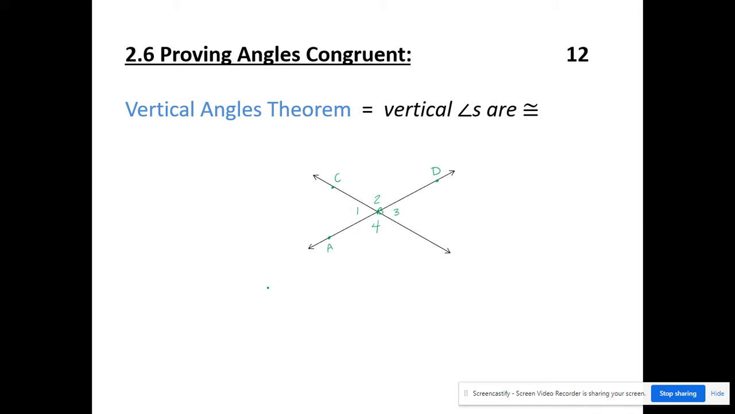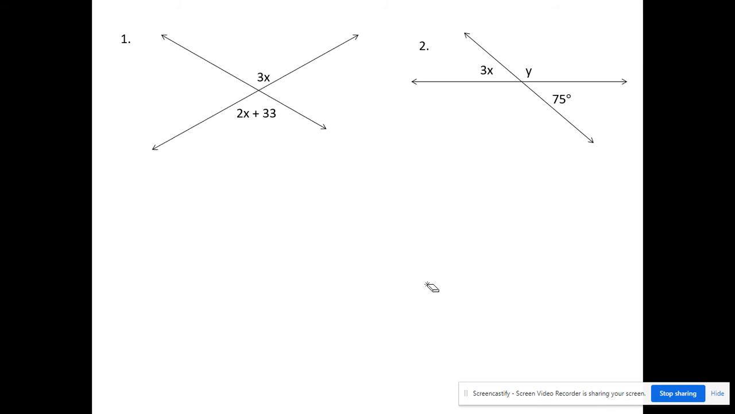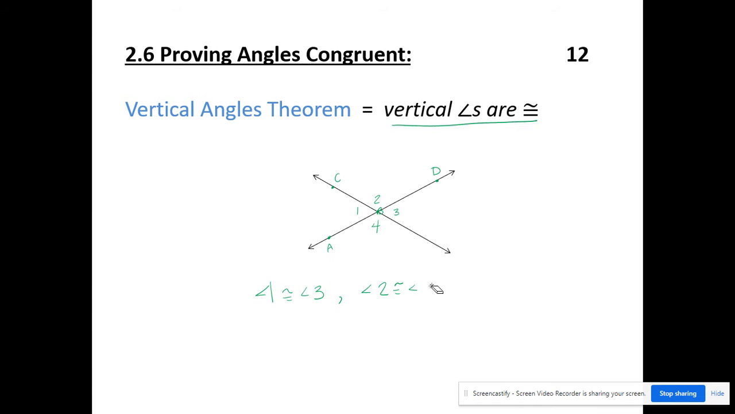So angle 1 is congruent to angle 3. That's what the vertical angles theorem says, that all vertical angles right here are congruent. So we've used our abbreviation here, which then also means angle 2 is congruent to angle 4. Sorry, I wrote 3, 4. Sorry, it's been a while since I've used my pen, and clearly it's not going well. Okay, so angle 1 and 3 are congruent. Angle 2 and 4 are congruent.